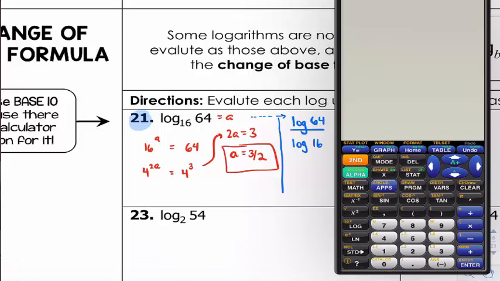So you're going to go log 64 divided by log 16. Of course, I should probably write it correctly. That would be good. Log 16. Okay, so plug that in and you get, look at that, that's 3/2. So you get the same answer as you are solving this.